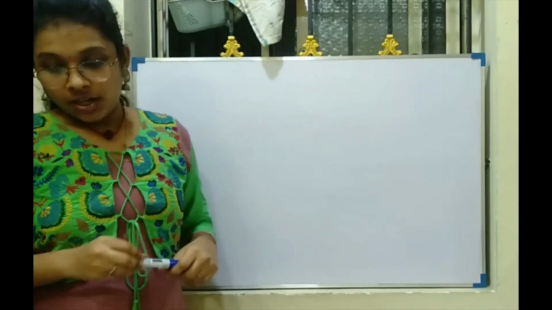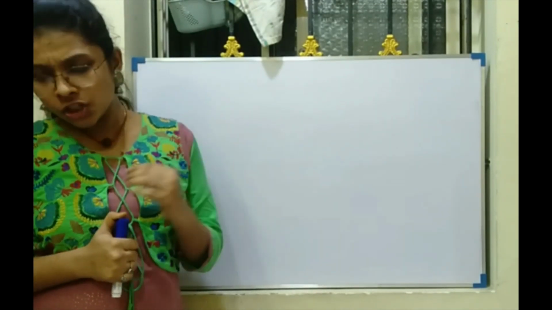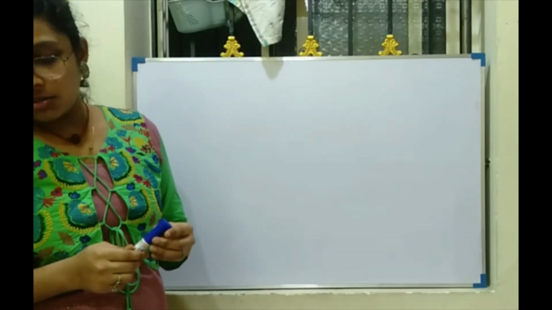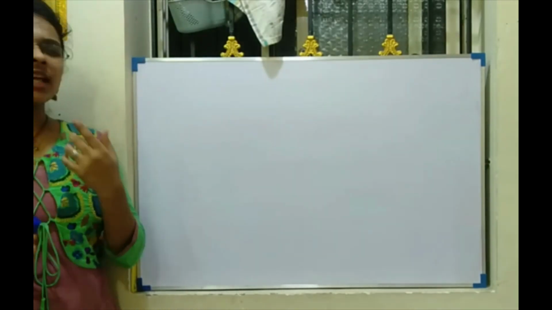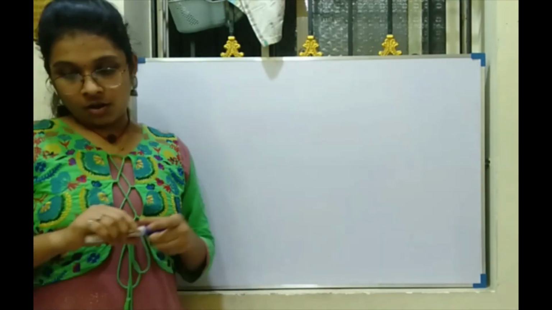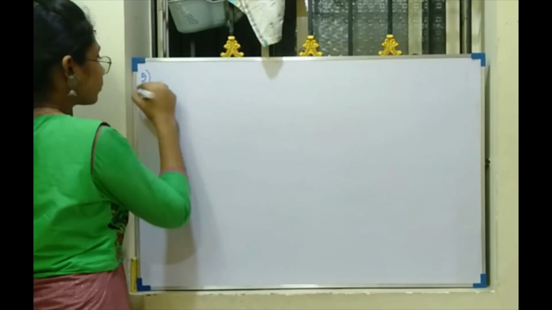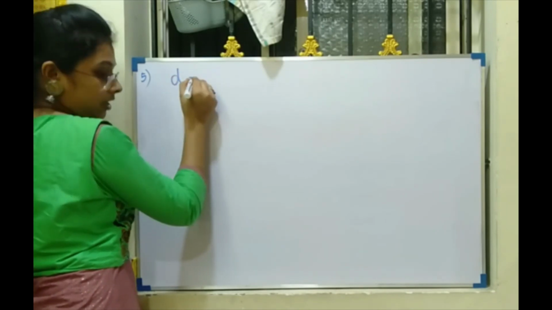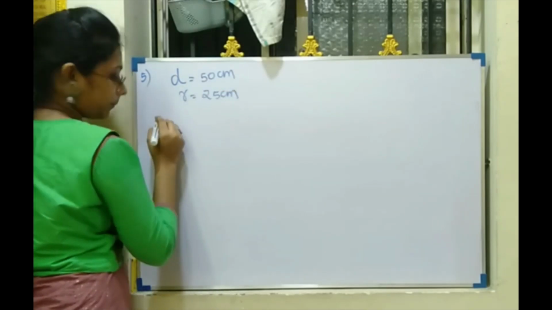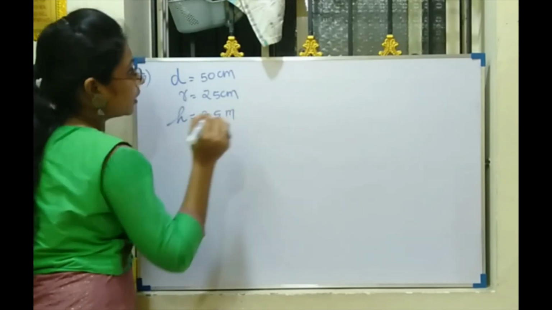Question number 5. A cylindrical pillar is 50 centimeter in diameter and 3.5 meter in height. Find the cost of painting the curved surface area of the pillar at the rate of rupees 12.50 per meter square. Here they have directly given that we have to find the curved surface area of the cylinder. Now, the given data: diameter of the pillar is 50 centimeter, that means the radius will be 25 centimeter. Height of the given pillar is 3.5 meter.